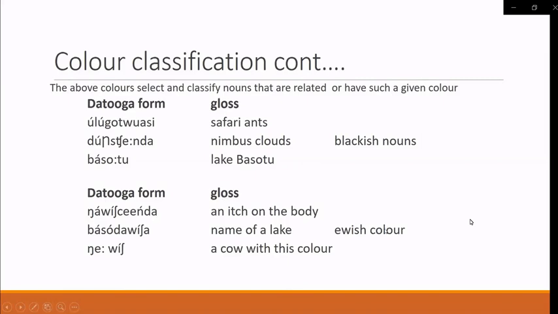And in the whitish color, we have here an itch on the body, name of a rock, and also a cow with this color. So there are so many; each color derives a group of nouns that are related to that color, showing to a certain extent an element of that color.